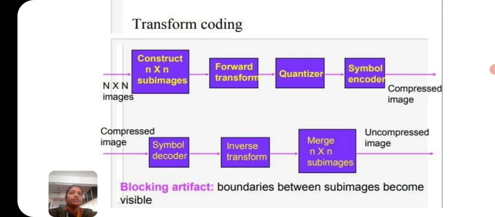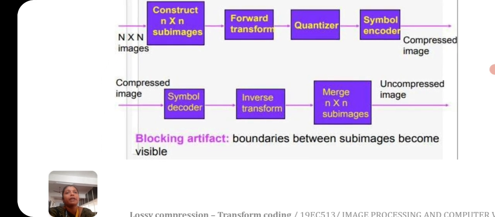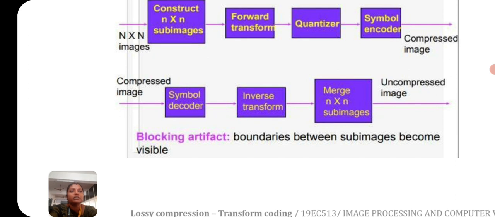So the output is a set of transform coefficients where most of the energy is concentrated in a few low frequency coefficients, and high frequency coefficients can be reduced or discarded, and it is given to the quantizer. The main purpose of the quantizer is to reduce the precision of the transform coefficients to achieve compression. It essentially limits the number of bits used to represent each coefficient.